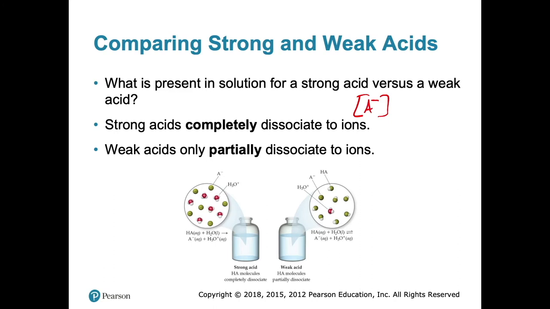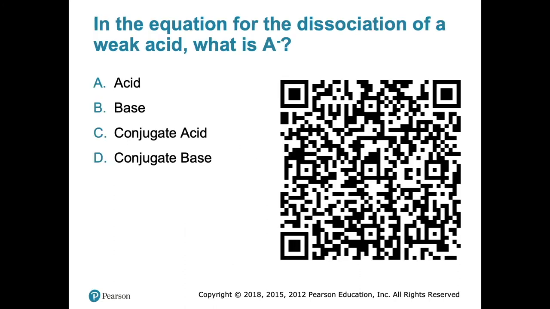And so when we work on equilibrium expressions, it will almost always be with a weak acid. Okay. So next question: in the equation for the dissociation of a weak acid, what is A minus?